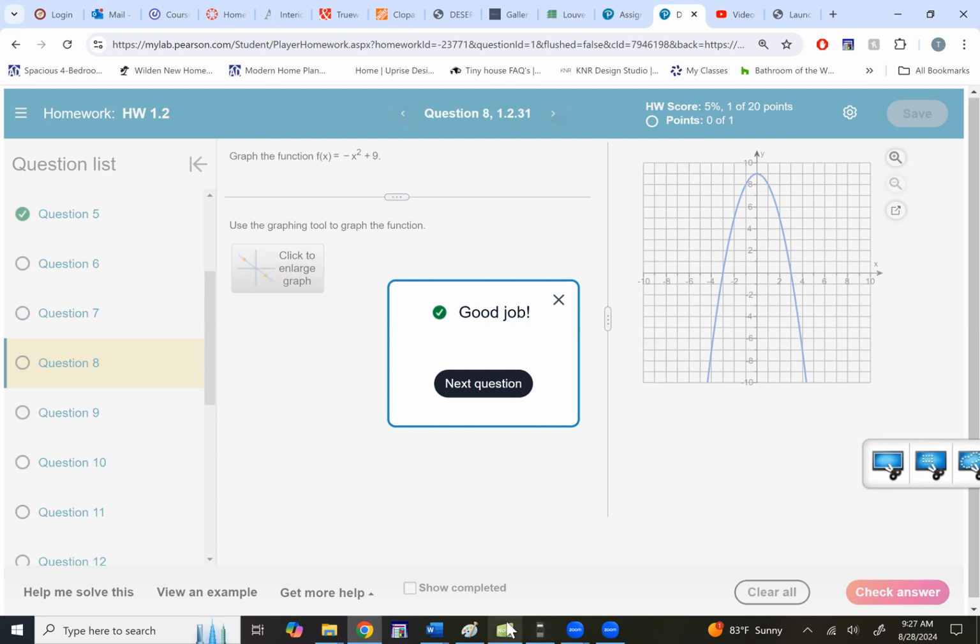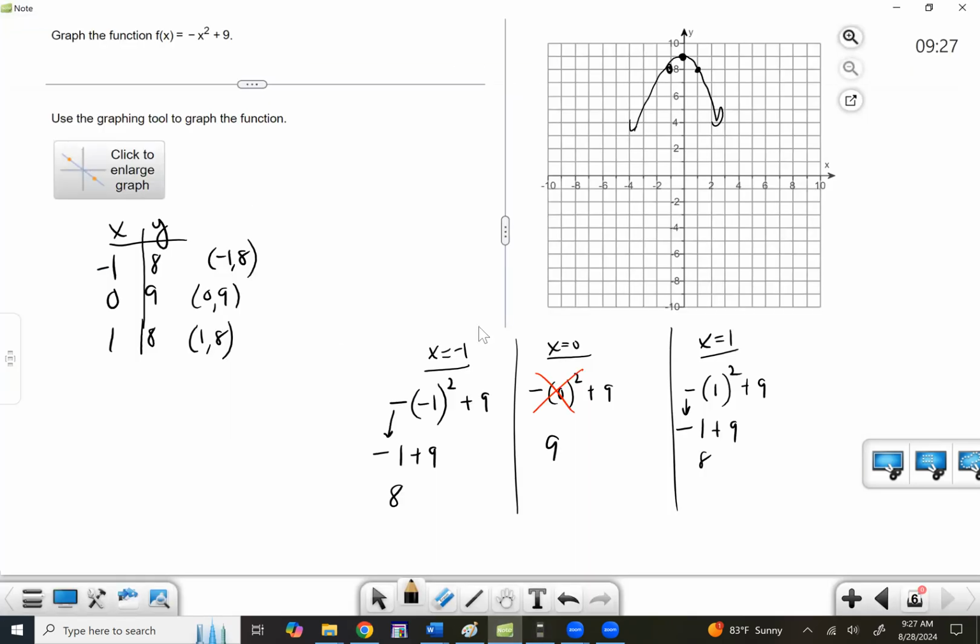So this one could be tricky because of that negative in front of the x squared. So hopefully this helps. Take care.